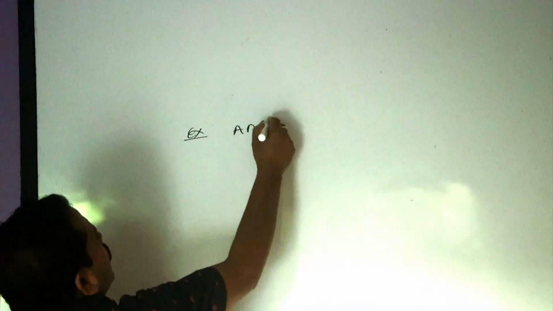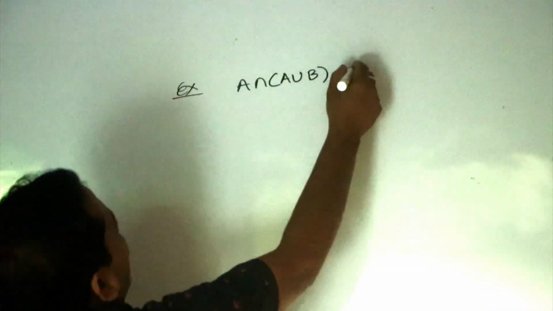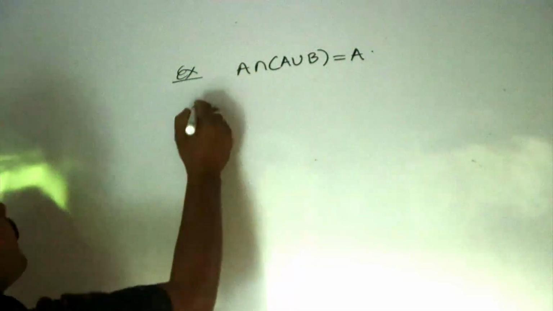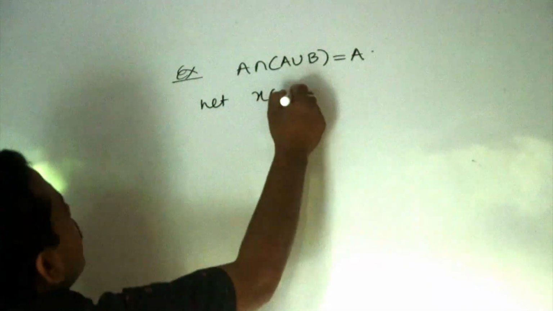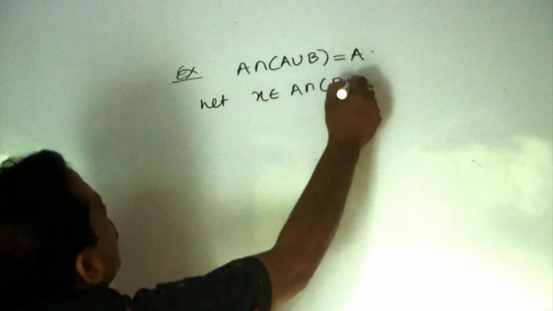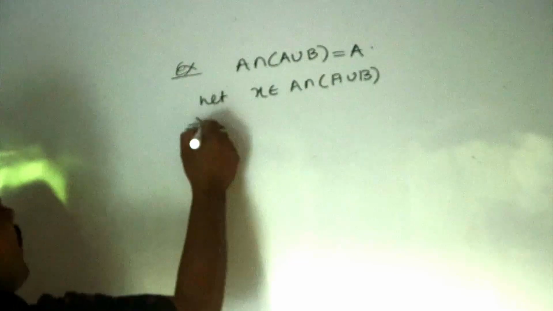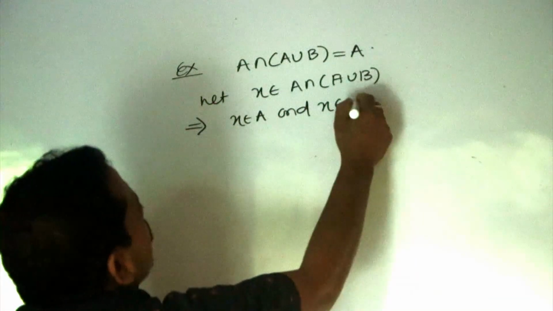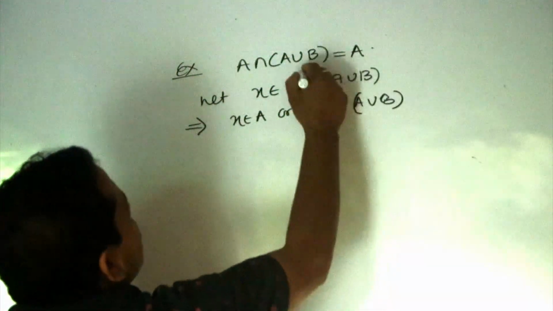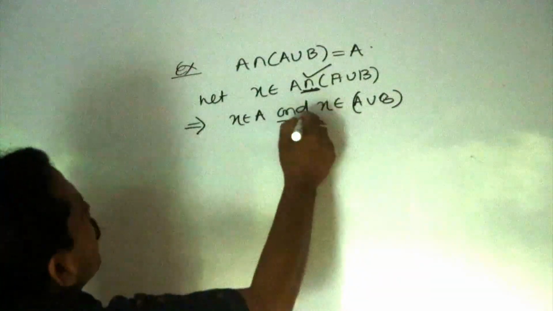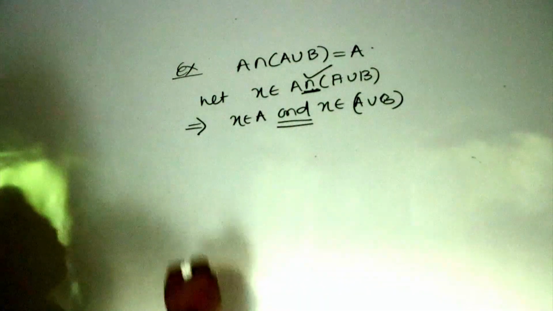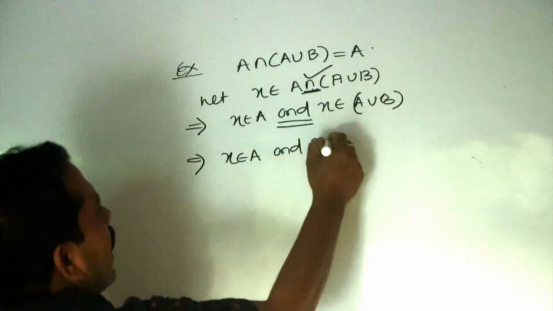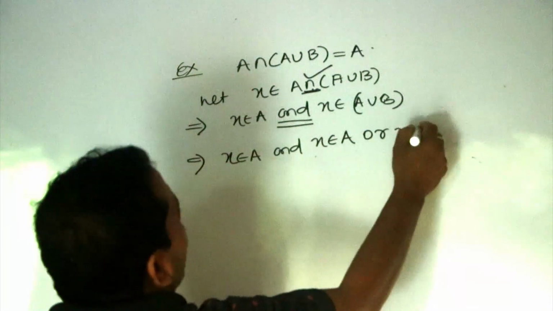A intersection (A union B) equals A. How can we prove A intersection (A union B) equals A? Take X as an element of A intersection (A union B). This implies X belongs to A and X belongs to A union B, because here the symbol is intersection and we use the word and. This implies X belongs to A and (X belongs to A or X belongs to B).